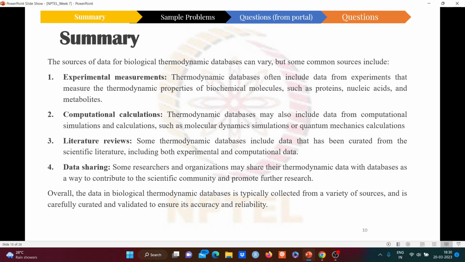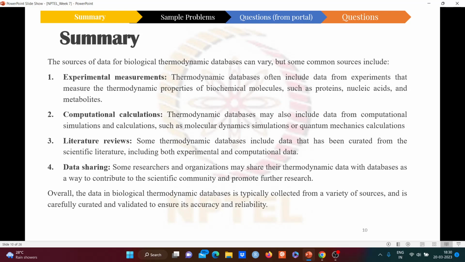Next is the literature. Most of the current day databases, including ProTherm and others, are literature review databases. The developers or curators of these databases review the literature and select the data that meets certain criteria, such as the accuracy of measurements and reliability. Then they build a database. They collect the information from different publications and build it.